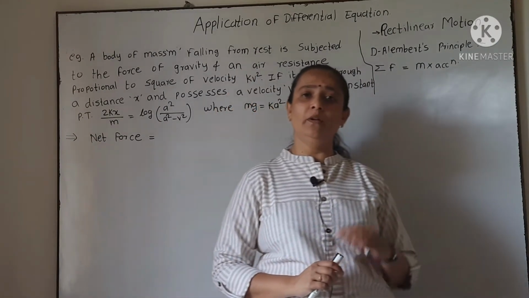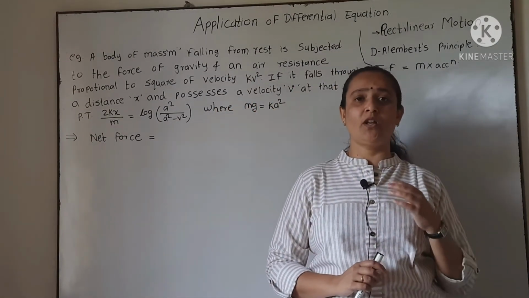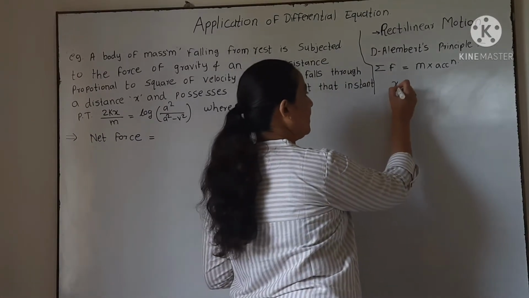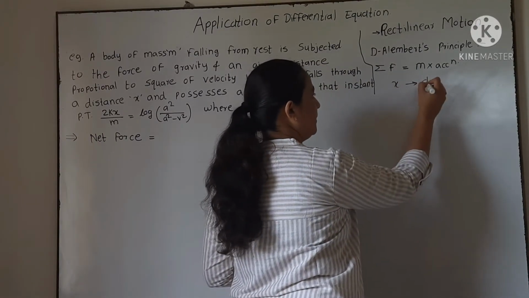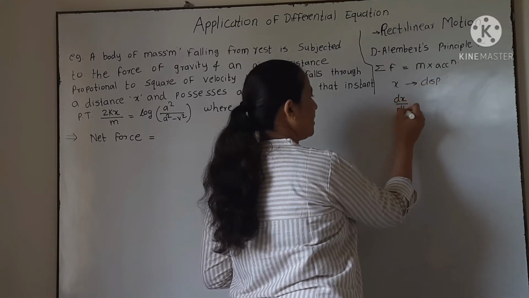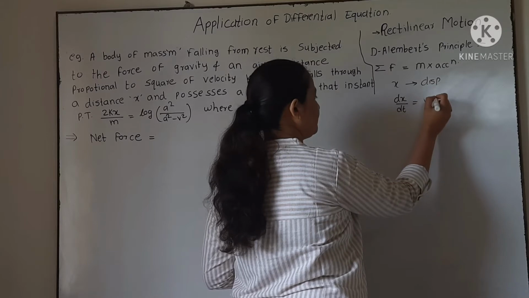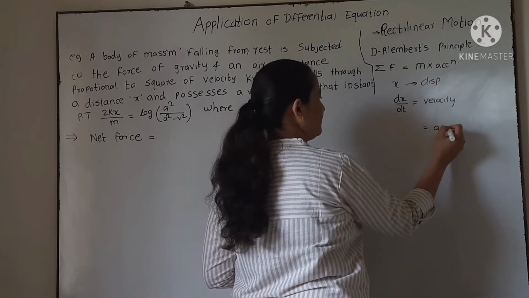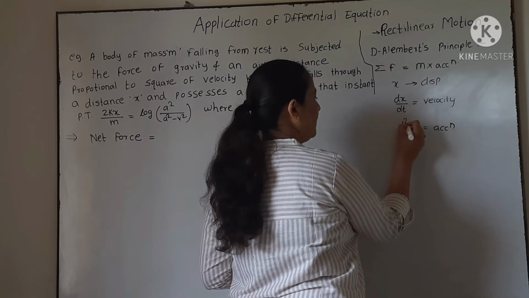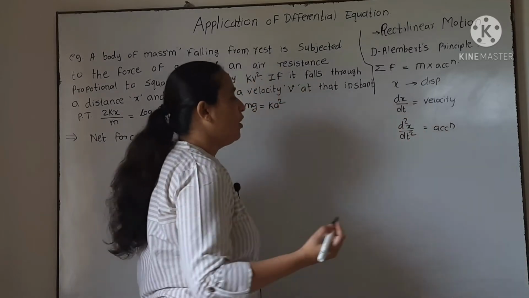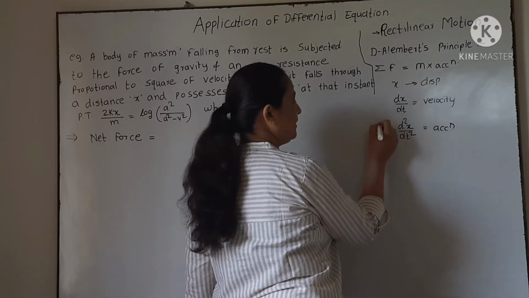As we all know, rectilinear motion means motion along a straight line. If I say x is the displacement, then we can say that dx by dt is nothing but velocity. And what is acceleration? That is d2x by dt square, the second order derivative, is known as acceleration, or we can say it as dv by dt.